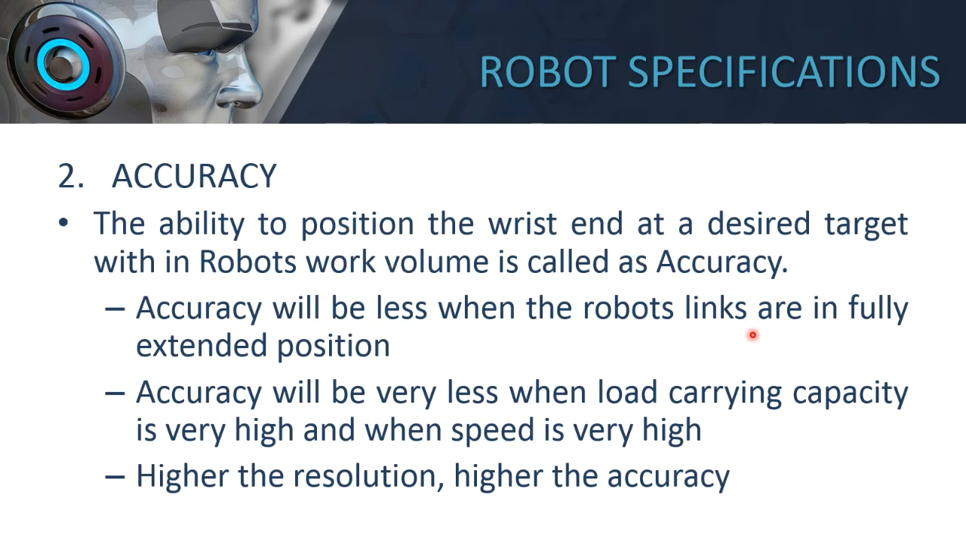Accuracy will be less when the robot's links are in fully extended position. When your arm is fully extended, accuracy will be much lesser. Accuracy will also be very less when load carrying capacity is very high. That means when you subject a heavy load at the end of the wrist, accuracy will come down. And also when speed is very high. Higher the resolution, higher the accuracy. What is resolution? If the work volume can be divided into the smallest possible movements, then we say resolution is more. So higher the resolution, higher the accuracy.